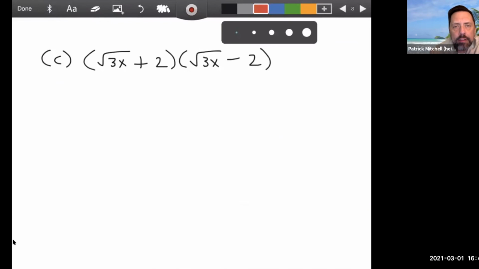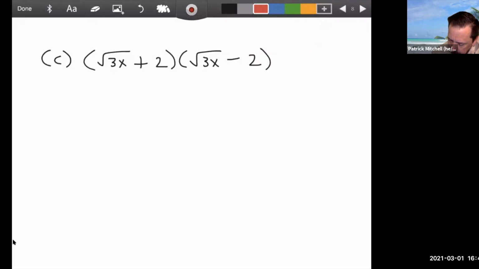Square root of 3x plus 2 times the square root of 3x minus 2. So this would be a great one for you to try. Pause the video, try it, come back, we'll compare notes. All right. So you could FOIL this one, and if you did it that way, that's perfectly fine. I am going to do it slightly differently because I notice that there is a special pattern going on here.